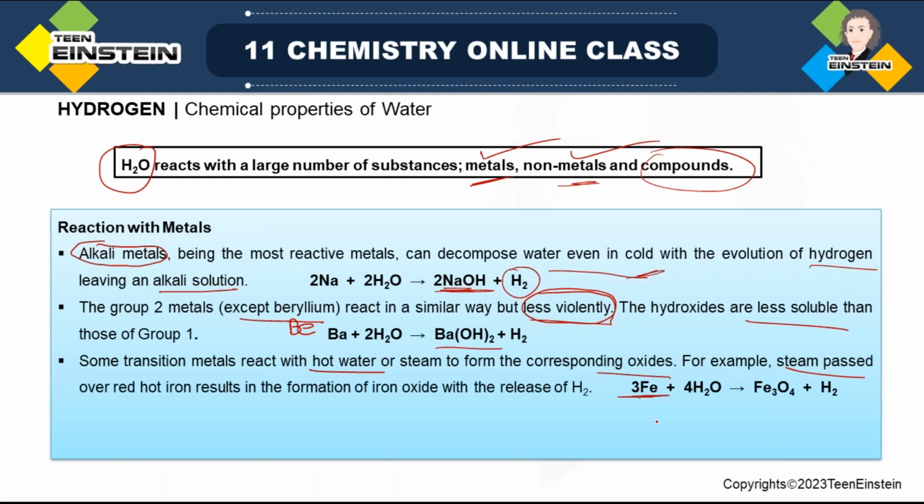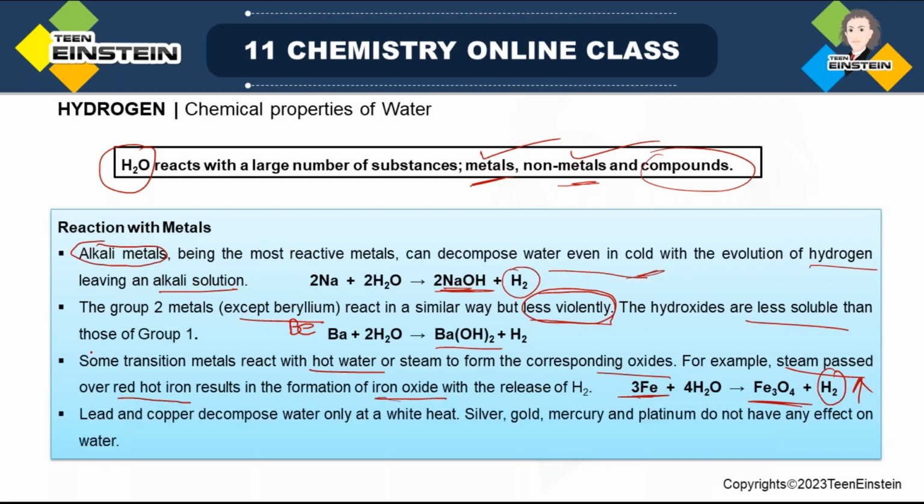So suppose you have taken iron, and steam is passed over red hot iron. Red hot iron means it is a very high temperature, right? Around 600. When we say red hot or white hot, it actually means very high temperature. White hot is basically greater than 1000, and red hot is also high but not greater than 1000. So red hot iron results in the formation of iron oxide, Fe3O4, and obviously with release of hydrogen. So this is the example from a transition metal, iron.